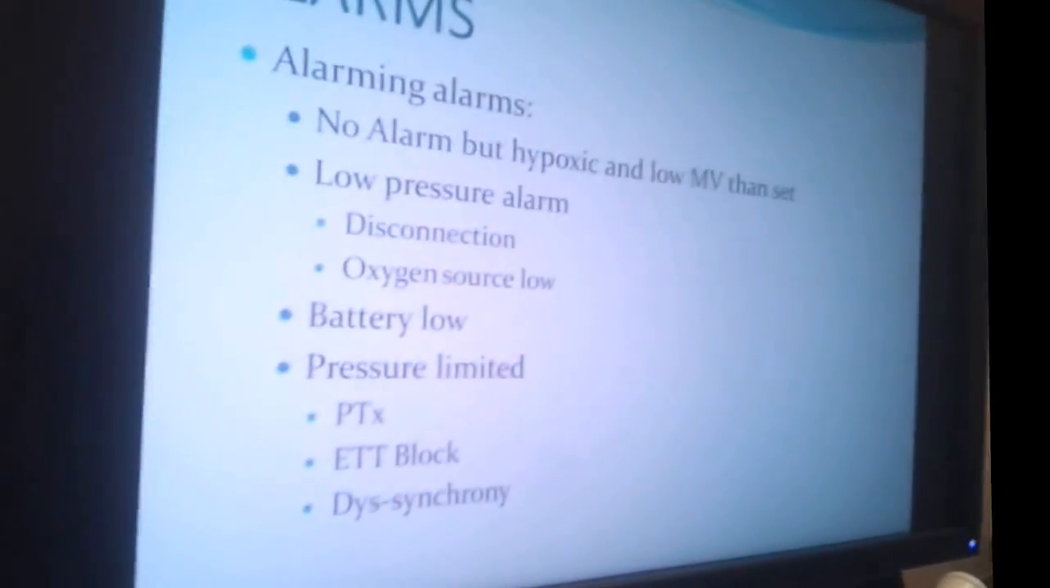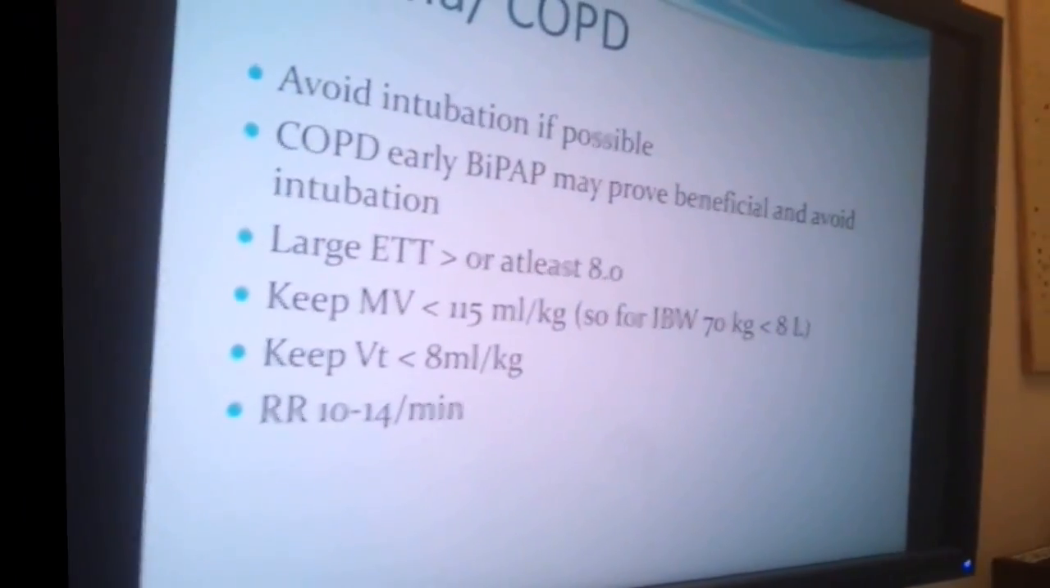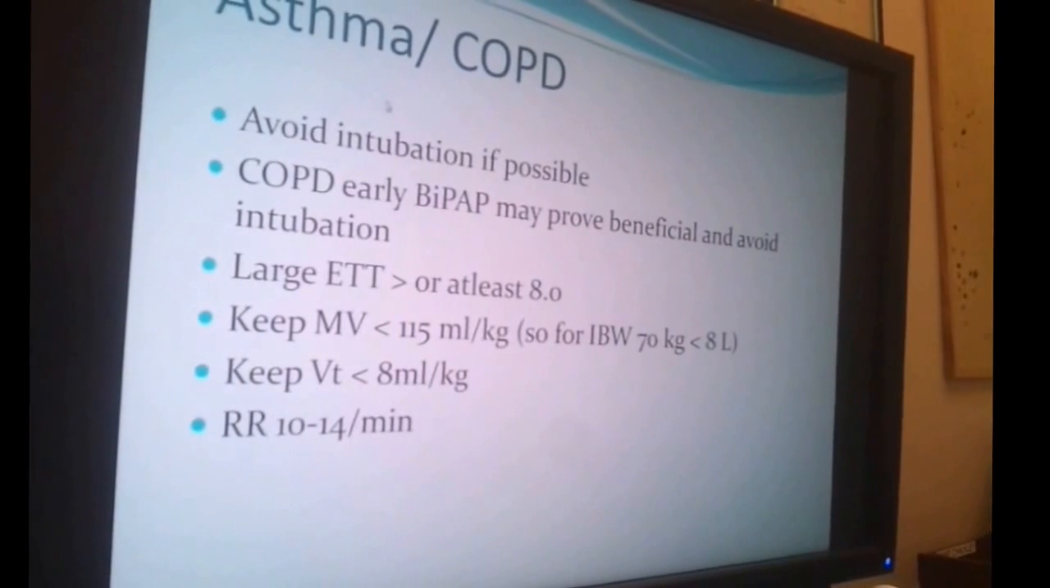Now, if it says pressure limited alarm, then either the patient is breathing against the ventilator, they are not paralyzed anymore, or the ETT is blocked, or there is a pneumothorax or something like that. So just go through the stepwise approach from top to bottom, asking why the air is not being delivered and why it's pressure limiting. Now, just a rehash of all the things which we have said.